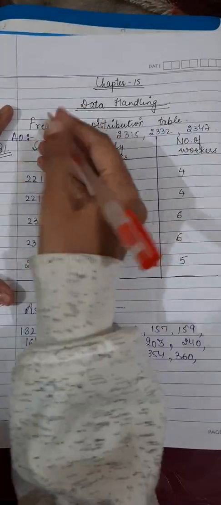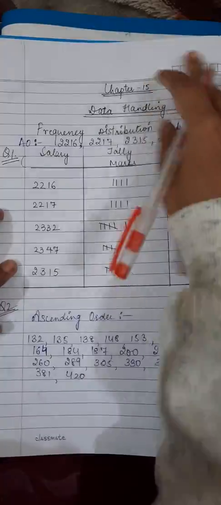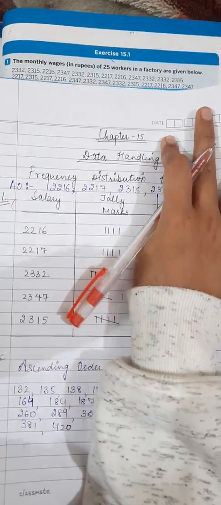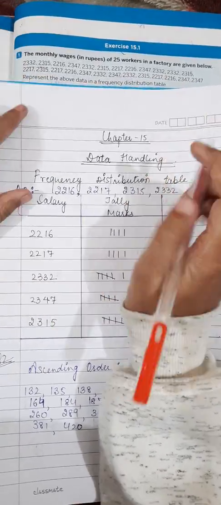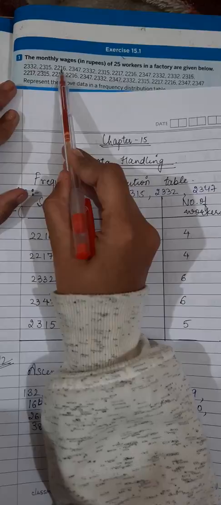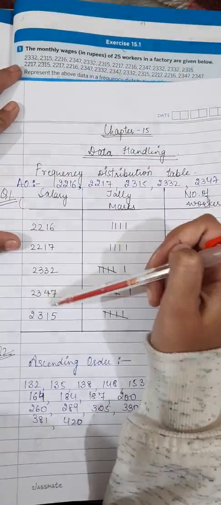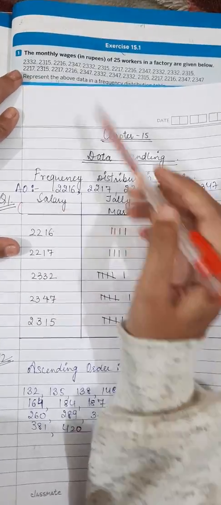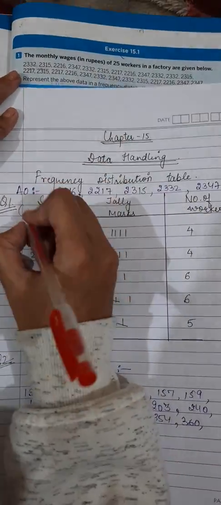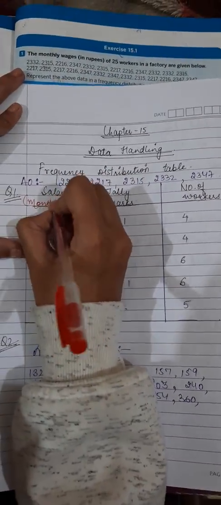In this table, you are going to firstly write all these numbers one time only. For example, there is the number 2216, you will write it here. There is another number 2332, you will write it here. Like this you are going to write it. Okay, now after this is given to you monthly wages.